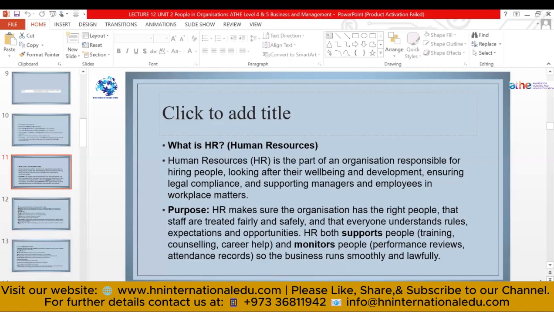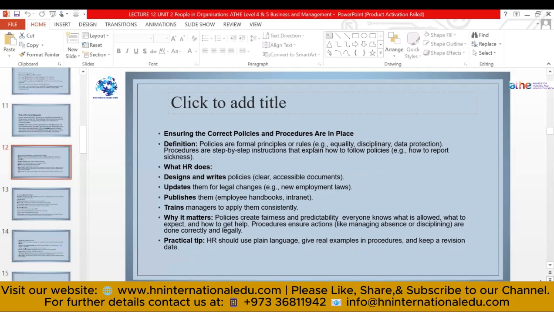Then HR supports people through training, counseling, and career help, whereas monitoring people is always about reviews and attendance records, so the business runs smoothly and lawfully. What is the purpose of having hired the people if they're not attending or coming to the organization at your firm? Definitely the work hinders.